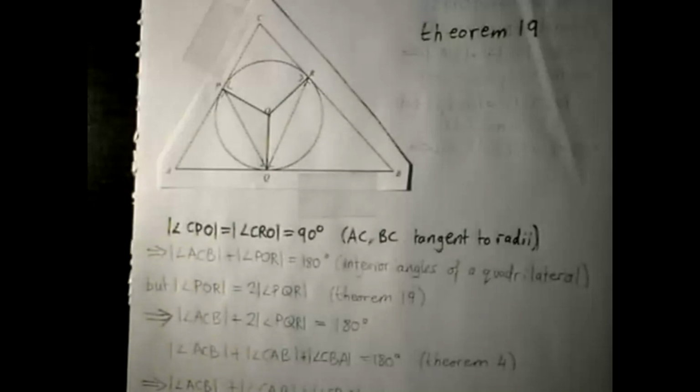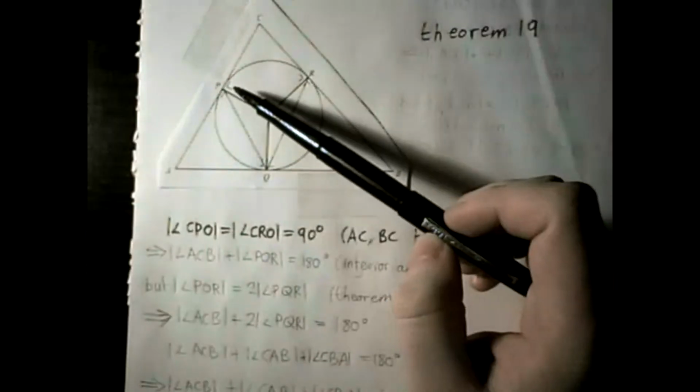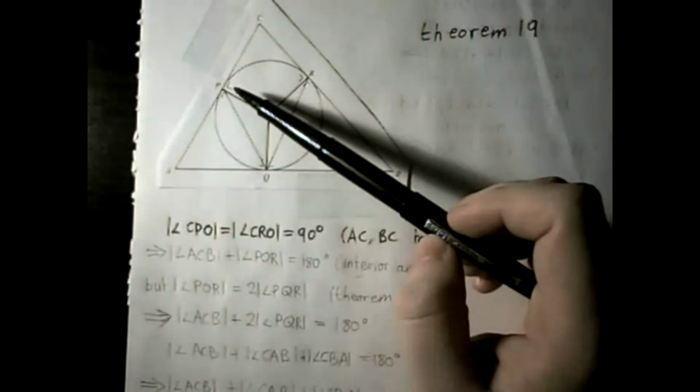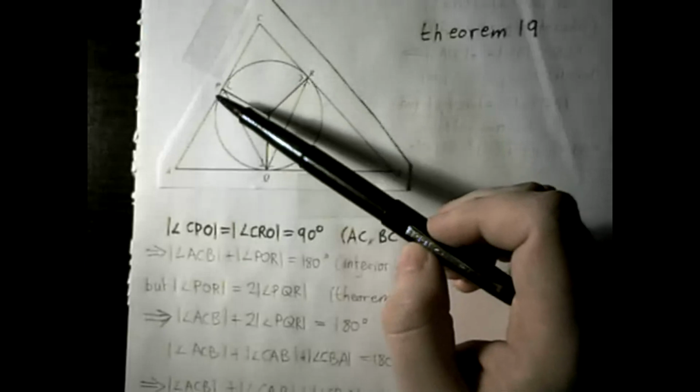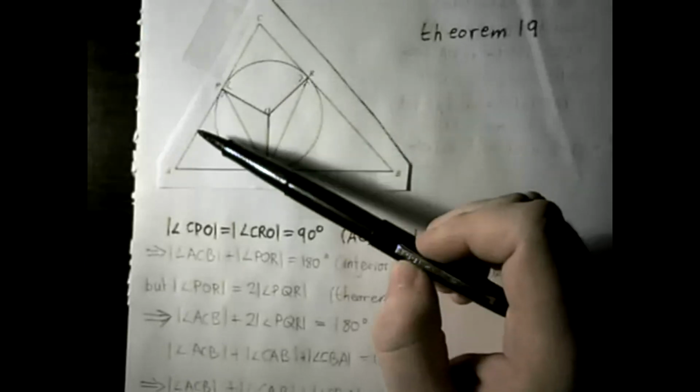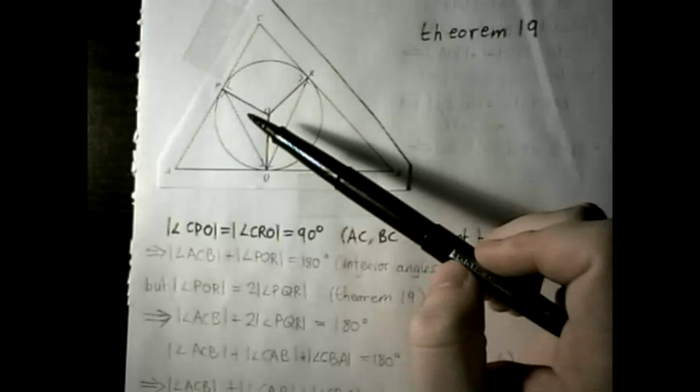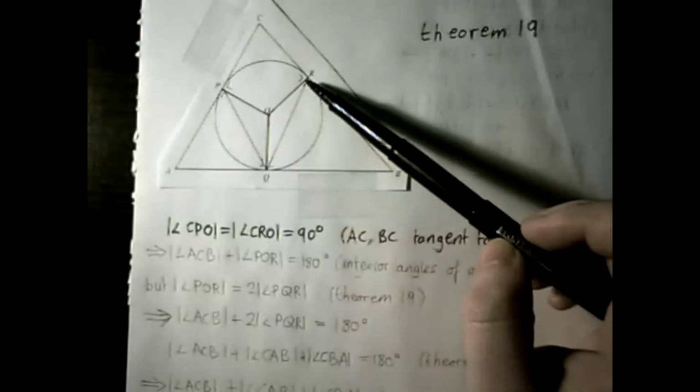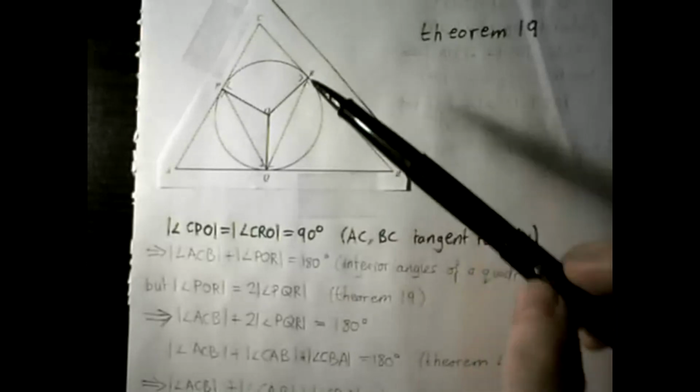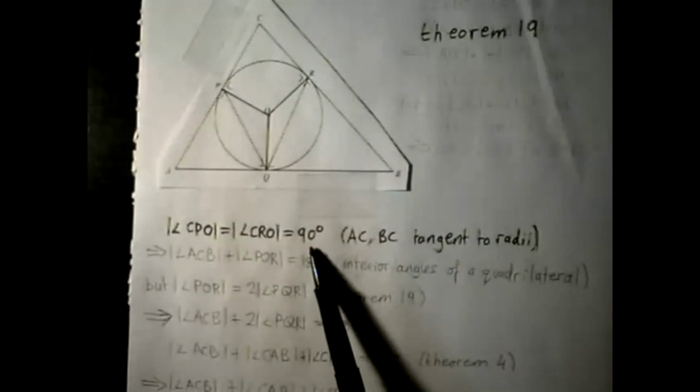To continue with that then, after I've drawn my new lines, I can say that this angle here, CPO, is 90 degrees because this side of the triangle forms a tangent to the circle, and my line PO is the radius. Secondly, I can say the same thing about this angle CRO, that's also 90 degrees, for exactly the same reasons. So I write that those two angles are equal to each other and equal to 90, because AC and BC are tangent to the radii. And that's just part of the definition of the incircle.